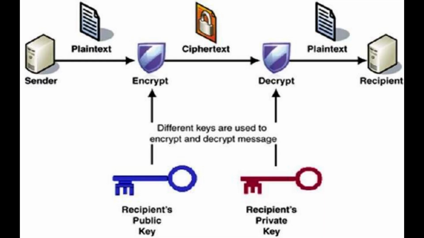Asymmetric encryption, also known as public key cryptography, employs two distinct keys for encryption and decryption. One of these keys is public, whilst the other is private. The public key is used to encrypt the data and the private key is used to decode the data.